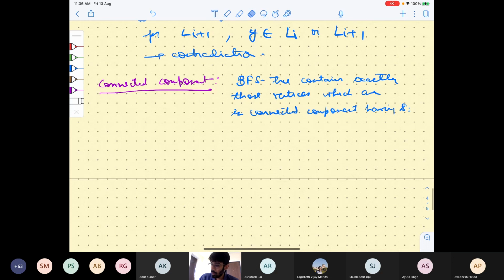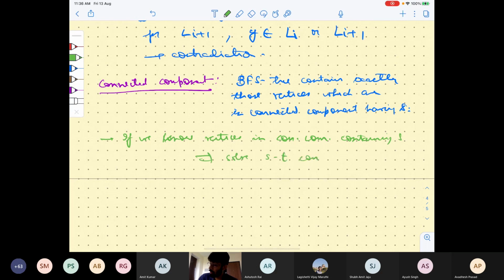So let me just write that down. If we know the connected component, CONCOM is the short form I'm going to use, containing S, then we can solve the ST connectivity problem by just asking whether T belongs to this set or not.